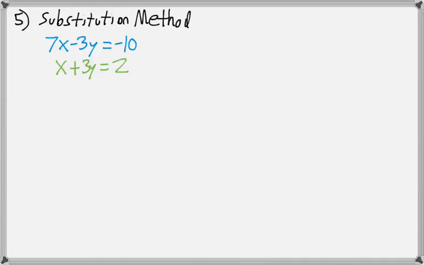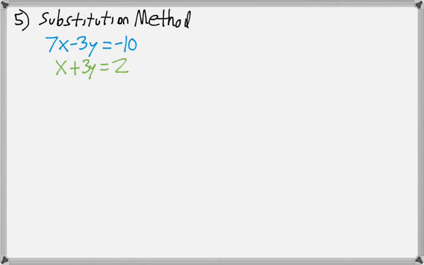Number 5, we're trying to solve the system of equations using the substitution method. So our goal is the same as the previous problems where we're finding the intersection point, but we're just going about it in a different method. We're using an algebraic method rather than a graphic method. But our end goal is still the same.